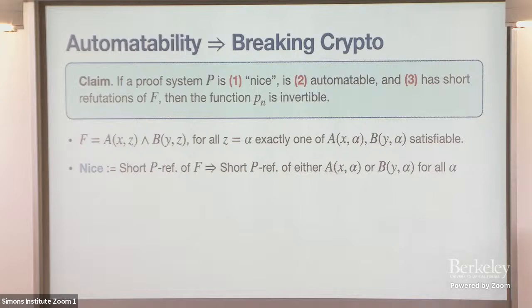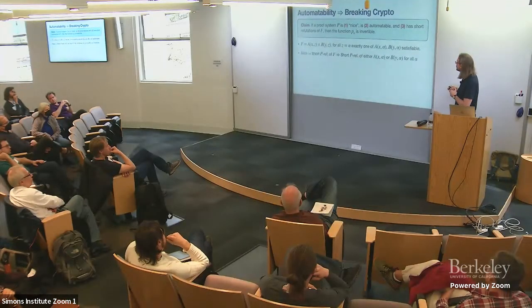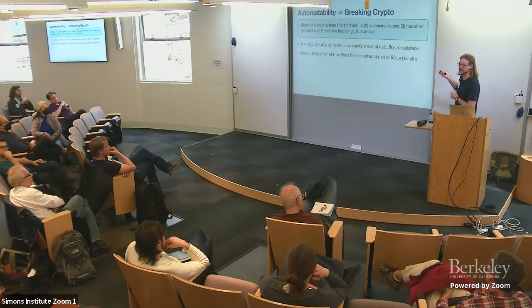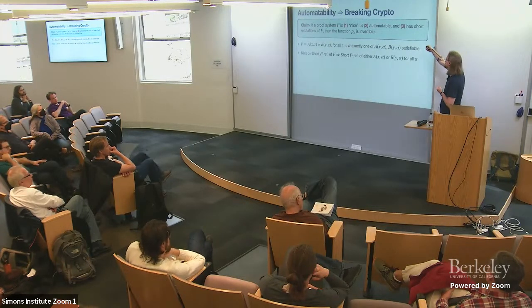Yeah. You can think of it as being like closure under restrictions. If I have a proof of a formula and I plug in some variables, then I get a proof of the restricted formula. So the contrapositive of this would be the function is believed to be not invertible. Yeah. And one of these properties should not hold. Exactly right. So it doesn't immediately give you non-automatability. No, that's true. But extended Frege, for instance, is nice. And also has short refutations of F. Yeah. This is true. This is where all the work is, in fact.